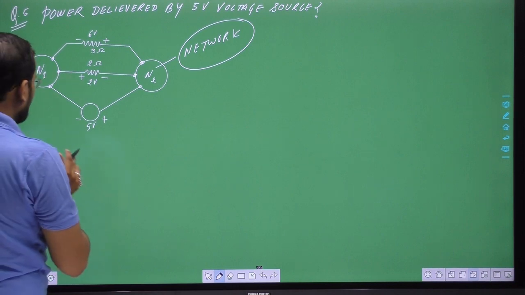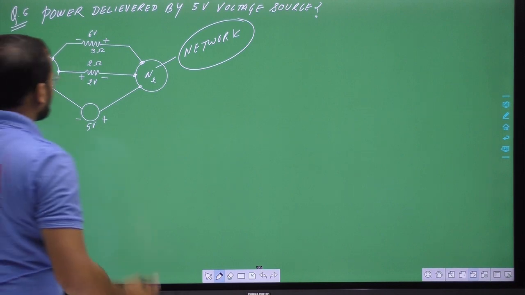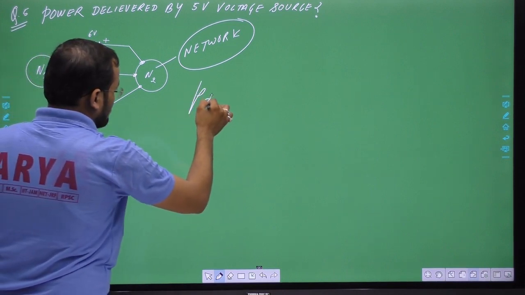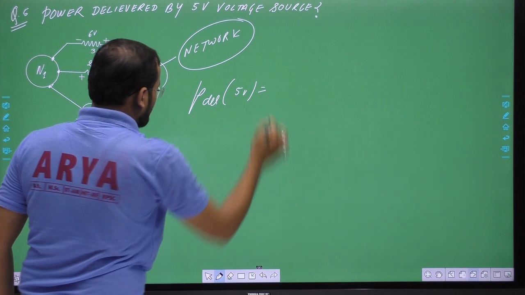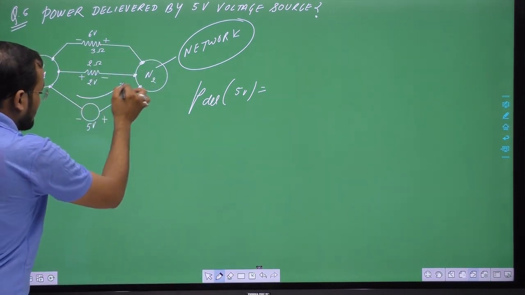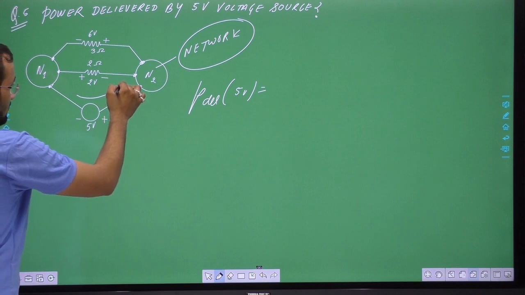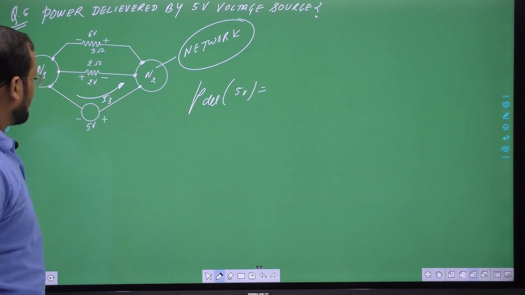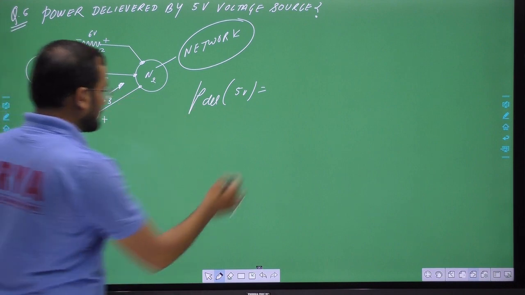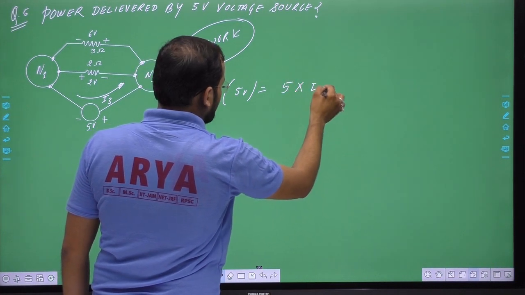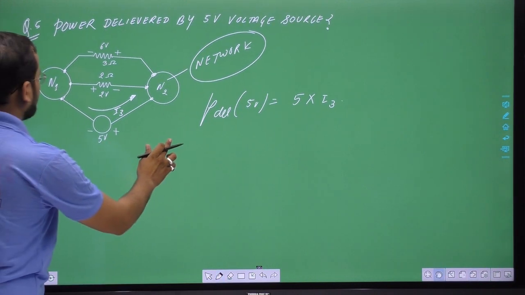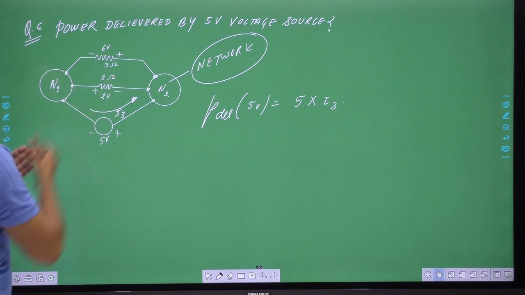Please don't make that mistake. We have to find the power delivered by the 5 volt voltage source, so we will have to take this current as I3. Then power delivered is equal to 5 volt multiplied with I3. If we have knowledge about I3, then we can easily find the power delivered by the 5 volt voltage source. So let's find the current from the other two elements.